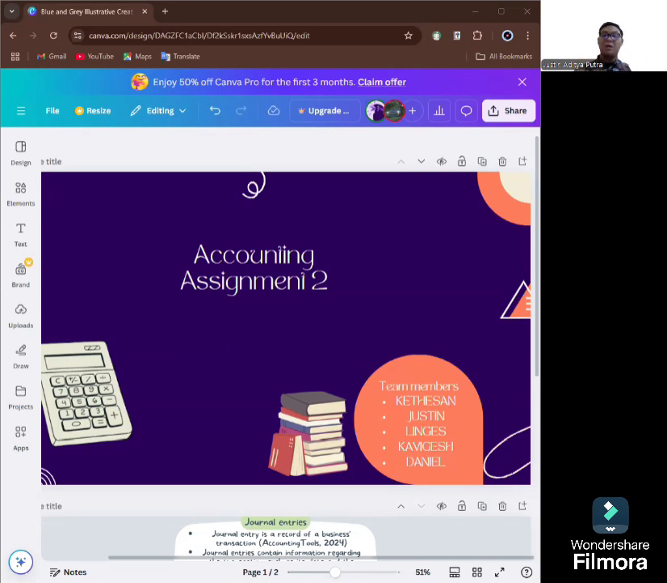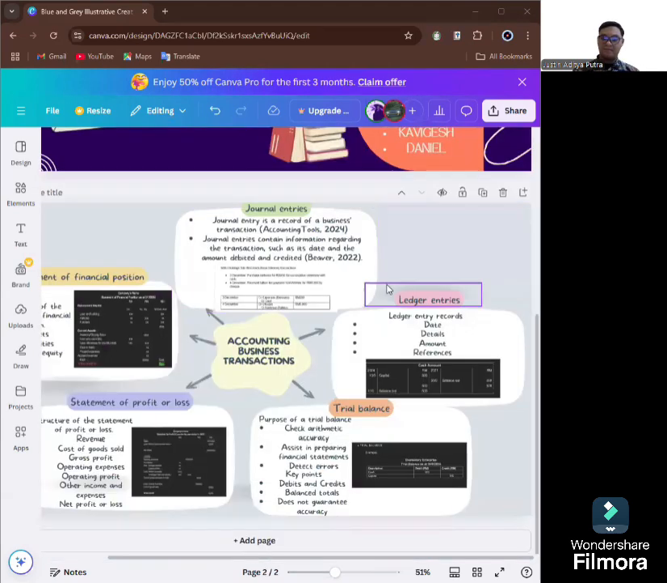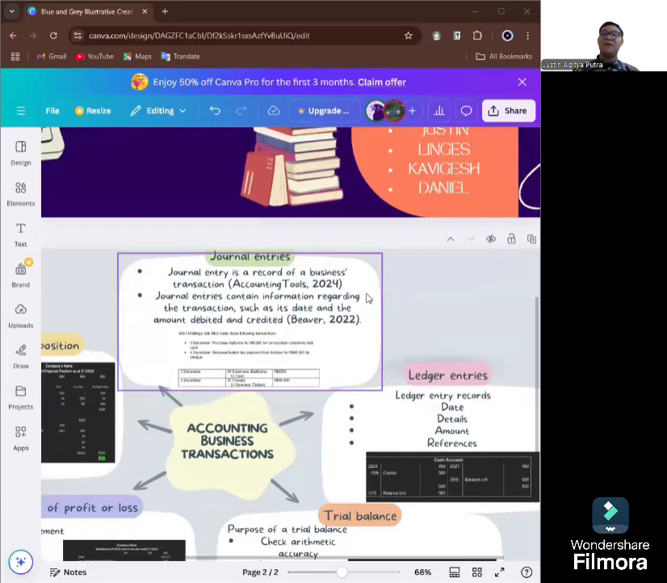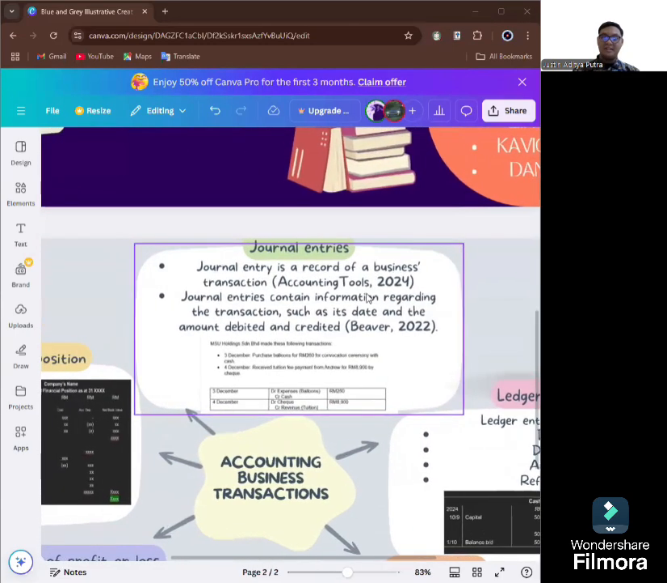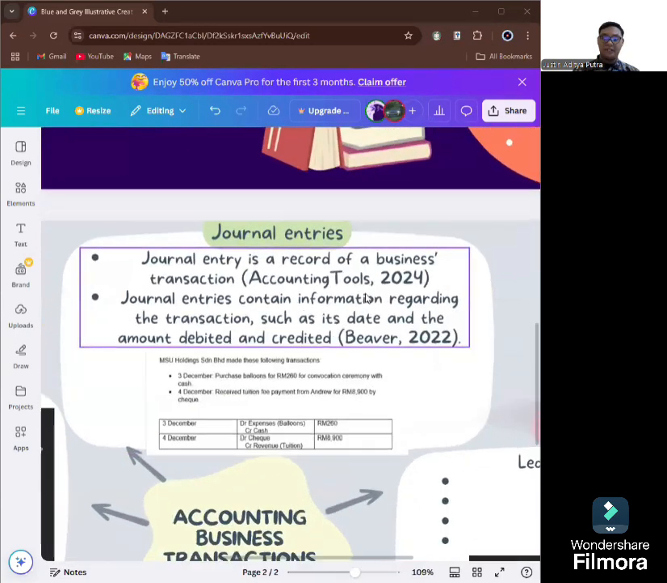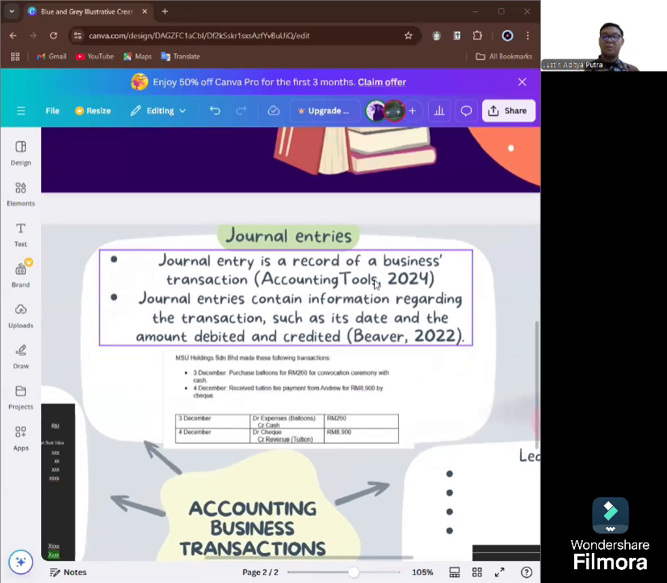And today, we are going to present to you about the process of accounting as part of our assignment 2. The first part of the accounting process is the recording of a journal entry. According to accounting tools, a journal entry is a record of a business's transaction. It contains information regarding the transaction, such as its date and the amount debited and credited.